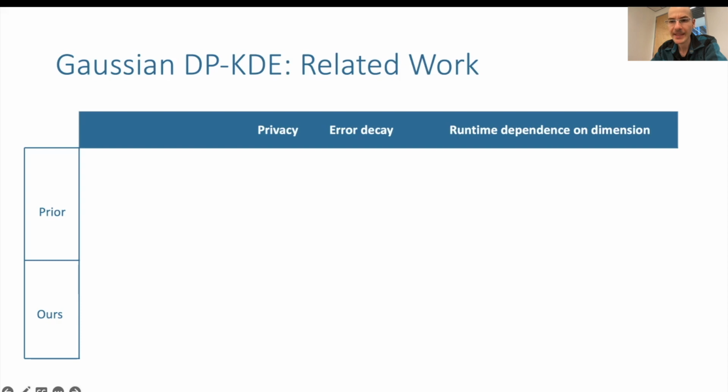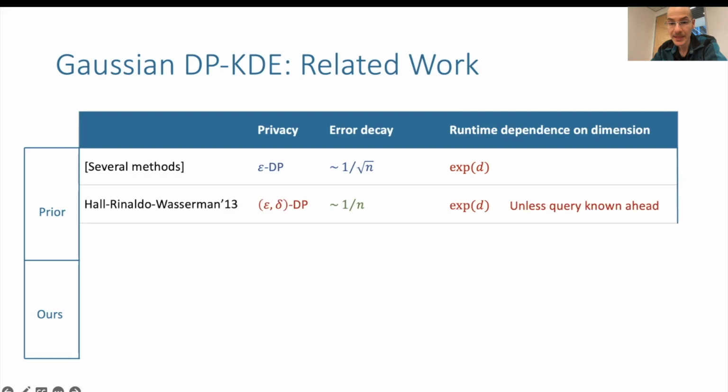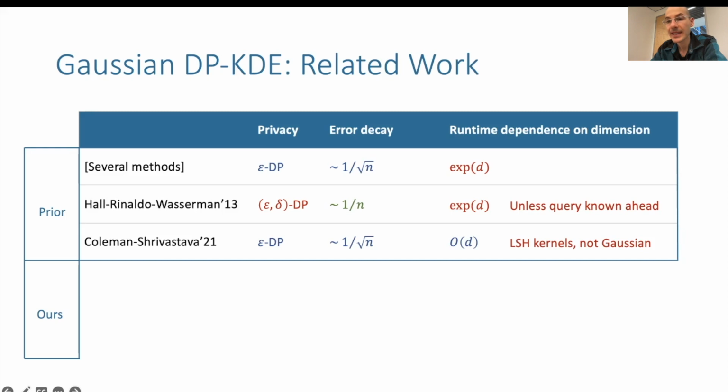Let me be a bit more precise in the comparison to prior work. So there are several existing DP mechanisms that can be used for DPKDE, and they achieve the results that you see on the first line. Two notable exceptions: one achieved the weaker notion of differential privacy, known as epsilon-delta DP, or approximate DP, but with better error rate that decays like 1 over n. And the other achieved running time linear in the dimension d, so no curse of dimensionality, albeit not for the Gaussian kernel, but only for a restricted family of kernels known as LSH kernels.